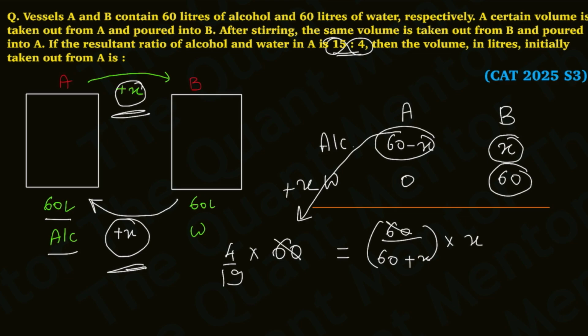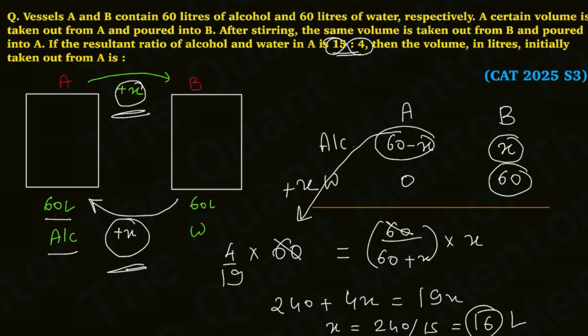So 60 gets cancelled out and we can now just cross multiply. 4 into 60 shall be 240 plus 4 into X is 4X. Will be 19 into X, that is 19X. So 19X minus 4X is 15X. 15X is 240, or X will be 240 divided by 15. That should be 16 liters. That is the answer to my question. 16 liters was transferred from mixture A to B.